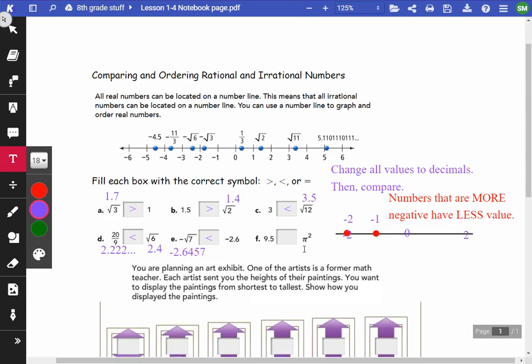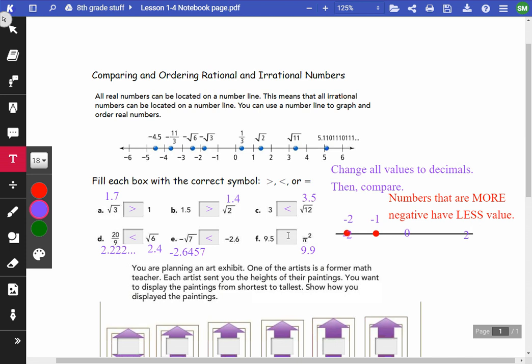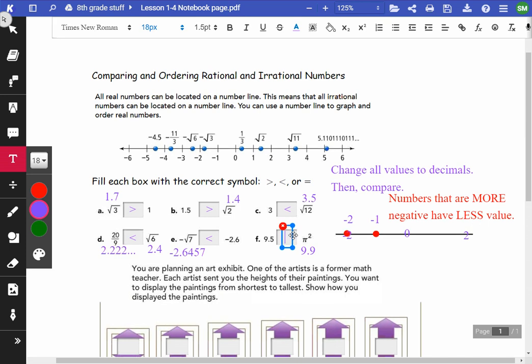I'm going to put it right here, 9.9, and now we can compare it. 9.5 is greater than, less than, or equal to. If you were saying less than, you are correct.